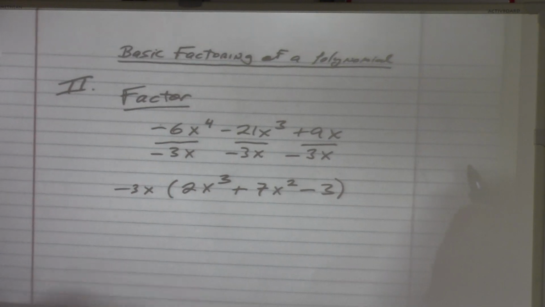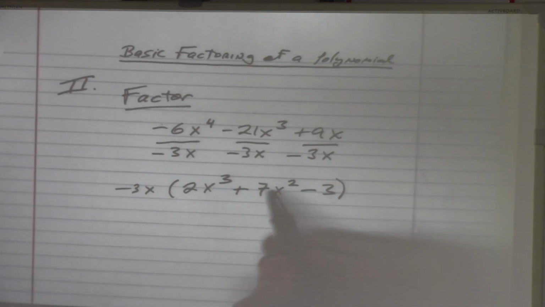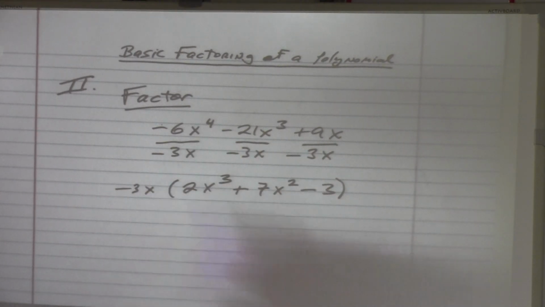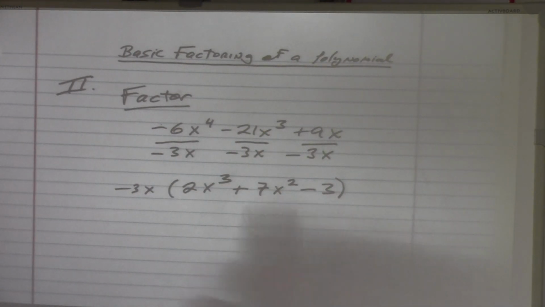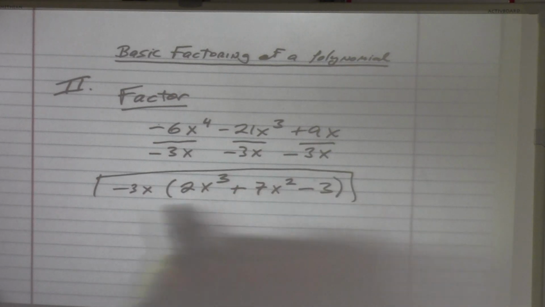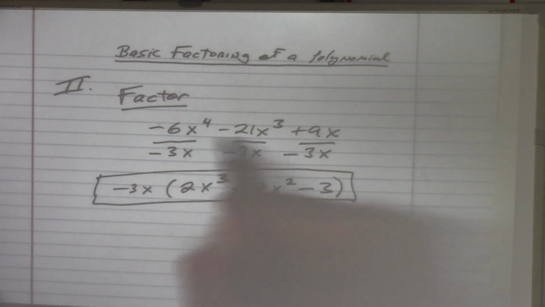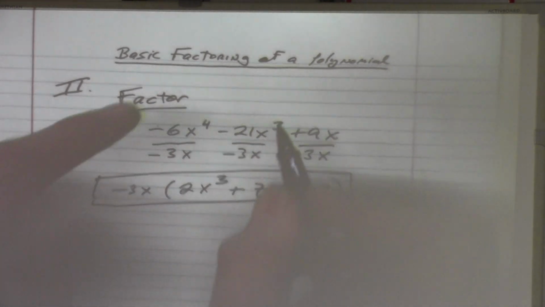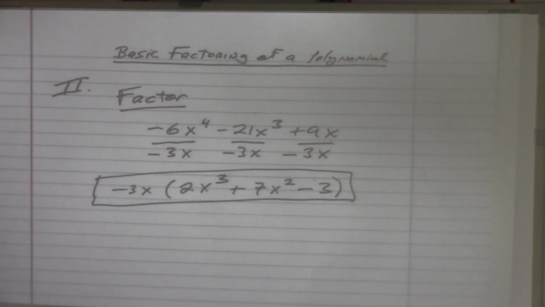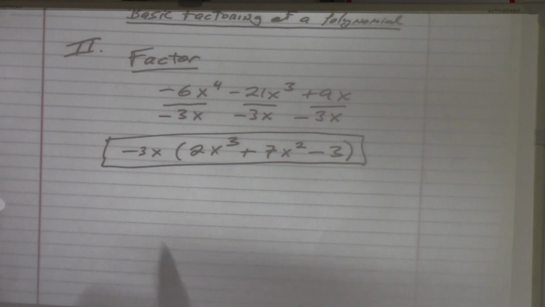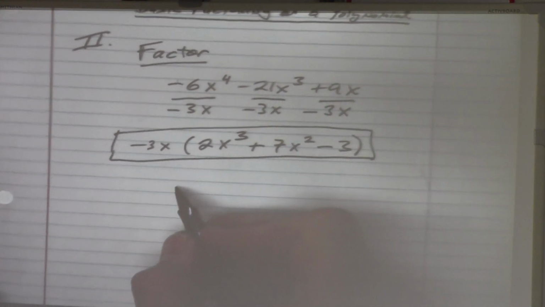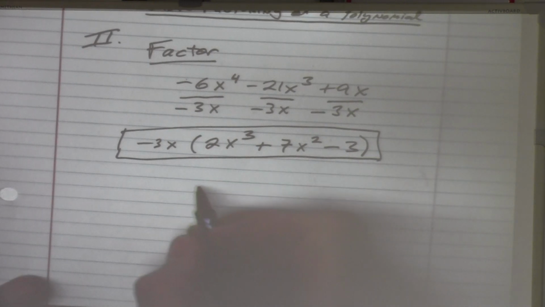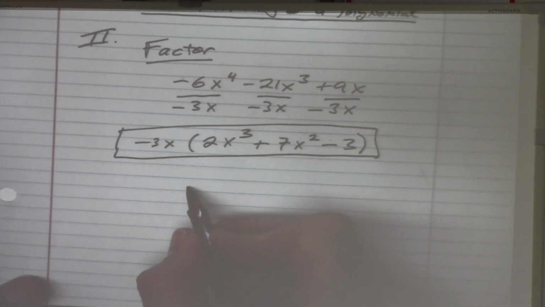So I could put a parentheses here. So I get 2x cubed plus 7x squared minus 3 with the common factor of negative 3x in front. And that would be the answer. I have just factored this. I took this one and I broke it down into 2 things that will multiply to make it back again. Now, let's look at another one before I give you one to practice here. Or actually, I guess I'll give you this one and give you a few seconds to try it yourself first.